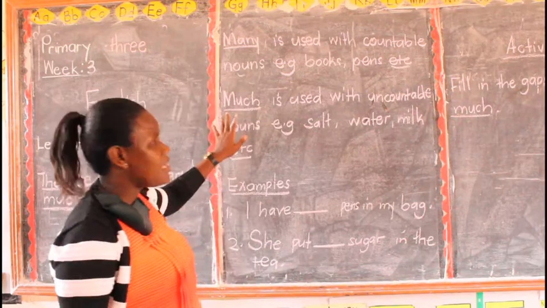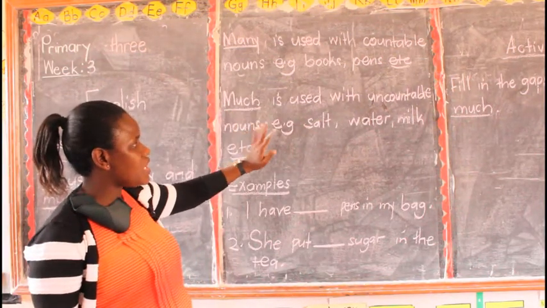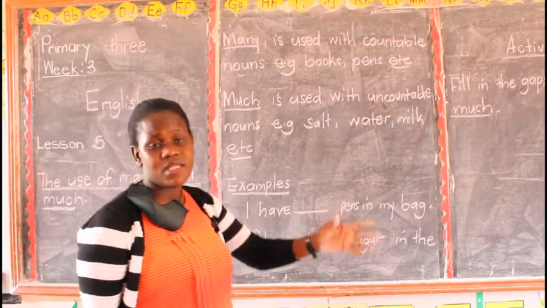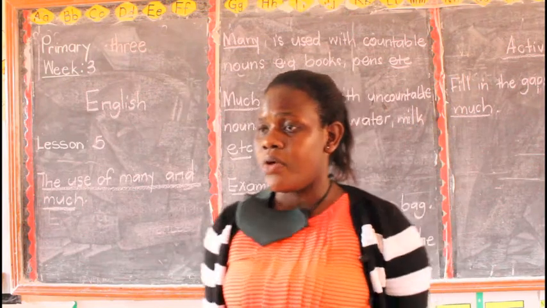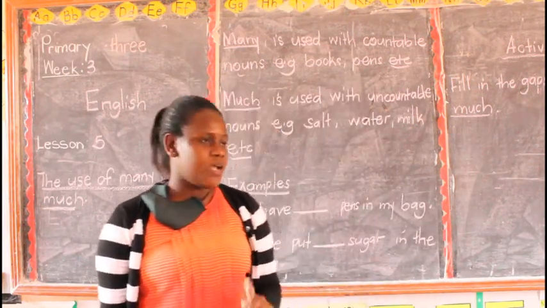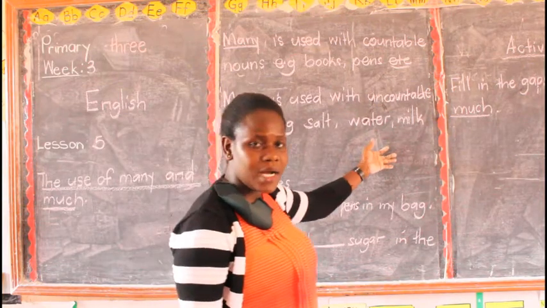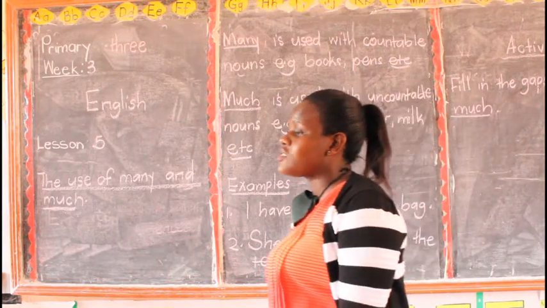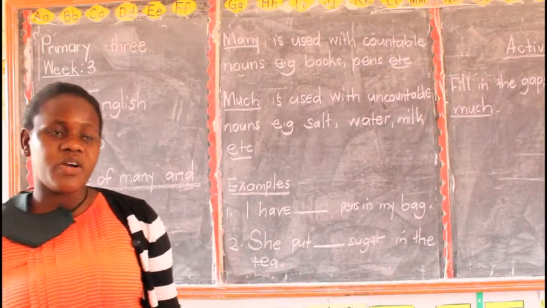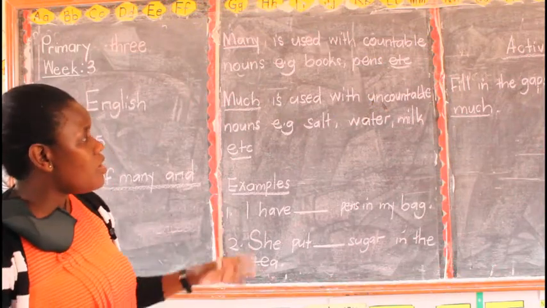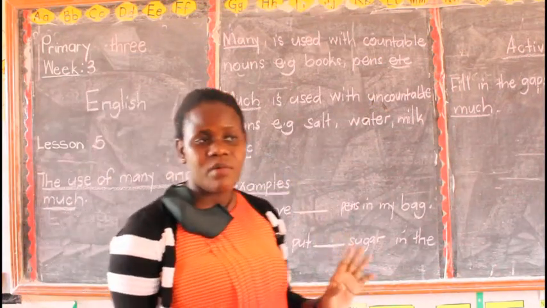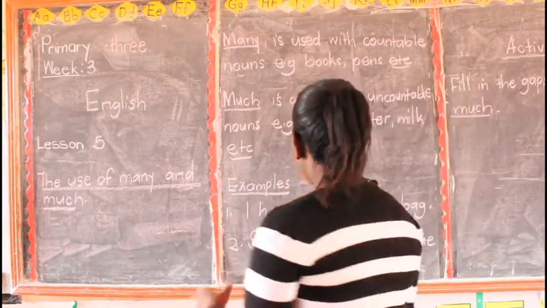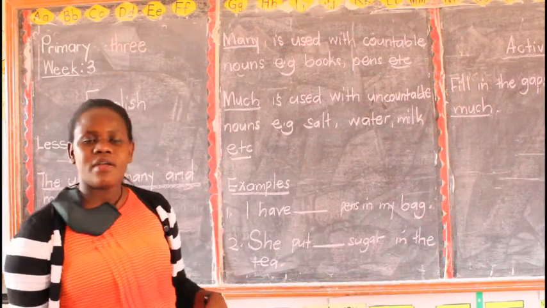Good. Now, we shall use much with uncountable nouns. Uncountable nouns are nouns which you cannot count. For example, can you count water? No, you cannot count water. Can you count milk? No. What about salt? Can I bring salt and start counting 1, 2, 3? No, you cannot count salt. So we have what we call uncountable nouns, those which you cannot count. Are we together? Paraffin, you cannot count. Cooking oil, you cannot count.